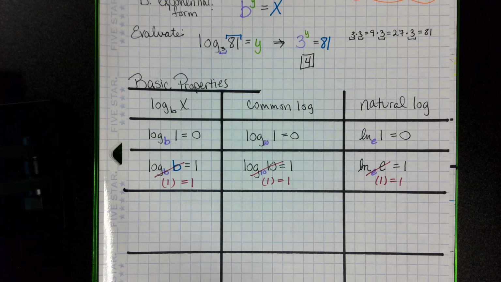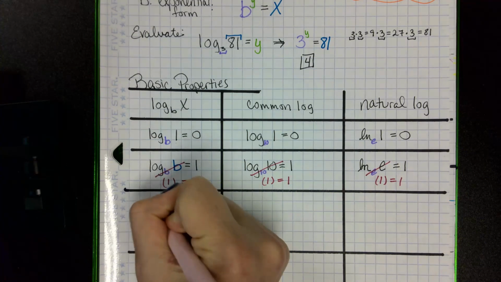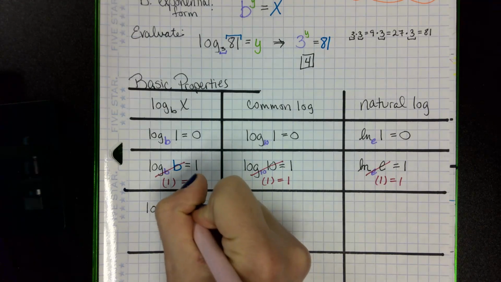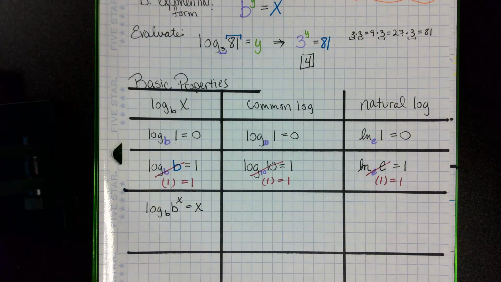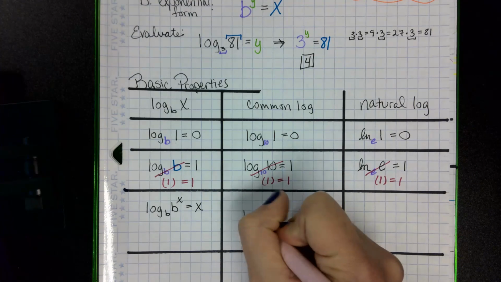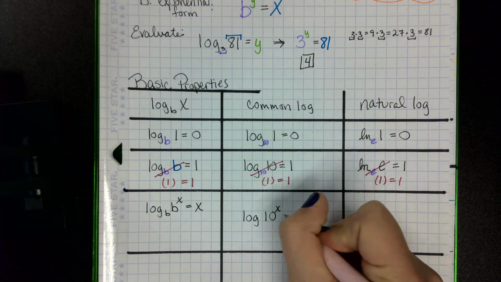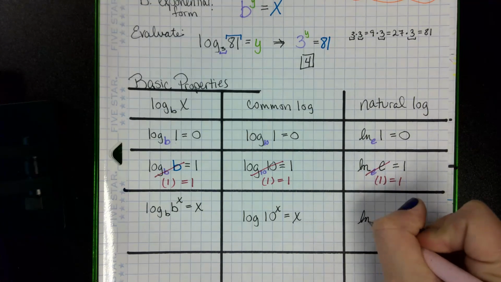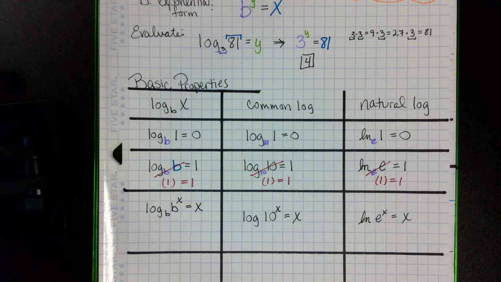Okay, so then the next rule or property is if you have log base b of b to the x, it will equal x. Same as the common log of 10 to the x will equal x. And the natural log of e to the x will equal x.